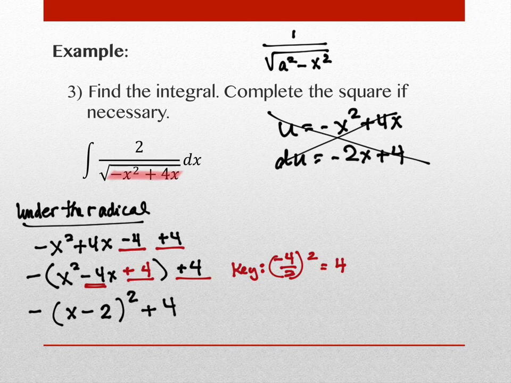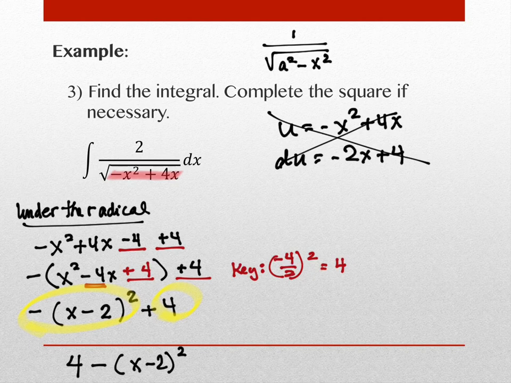Okay, so I want my x at the end, and I want it to appear as subtraction, which it will, because there is a negative in front of the x piece. So I'm going to take these two pieces and swap them. I'm going to write them in the other order. I'm going to move the 4 to the front, and I'm going to have the minus and the x minus 2 squared at the back. Is that okay?